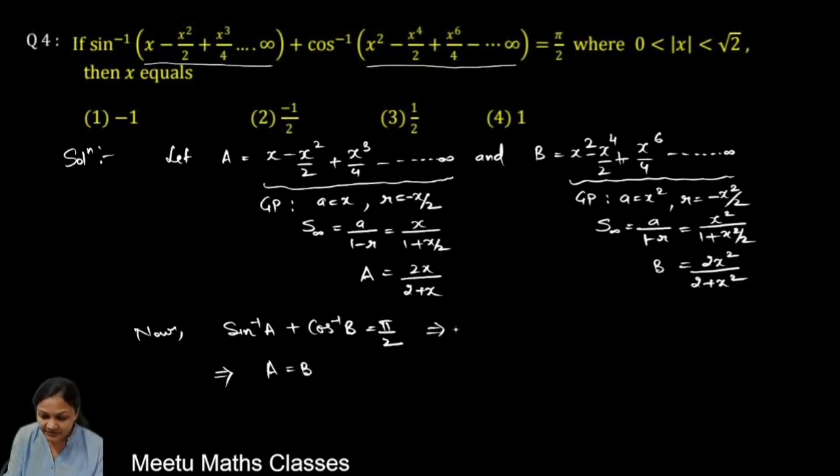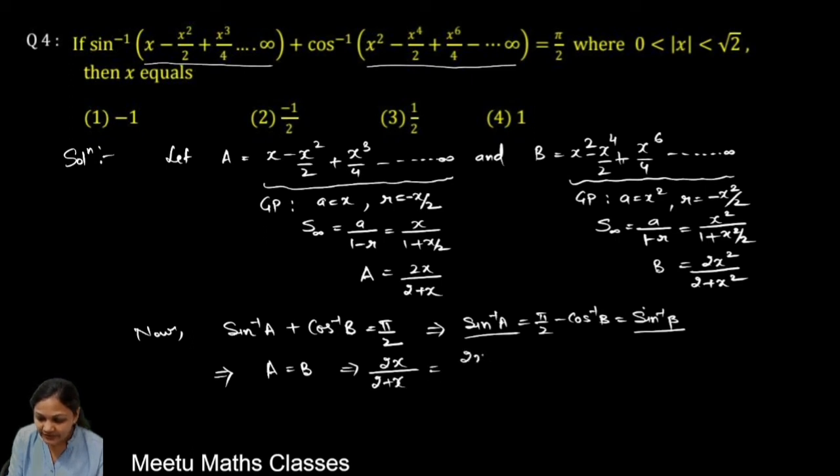You can also prove it like this. Sine inverse of a is equal to pi by 2 minus cos inverse of b, and pi by 2 minus cos inverse of b is sine inverse of b. So sine inverse of a is equal to sine inverse of b, which implies a is equal to b. So here a is 2x upon 2 plus x, and b is 2x square upon 2 plus x.